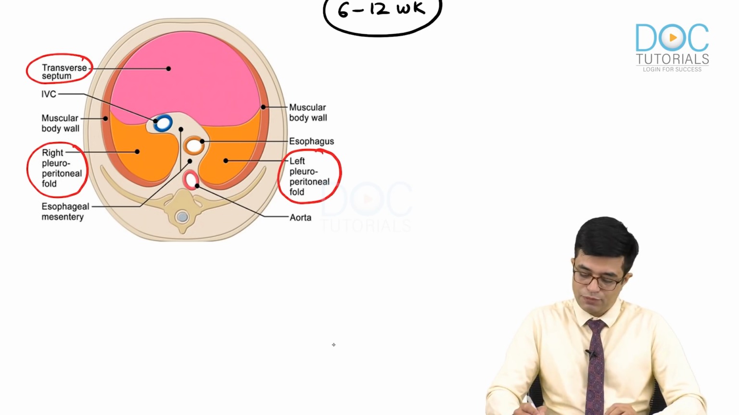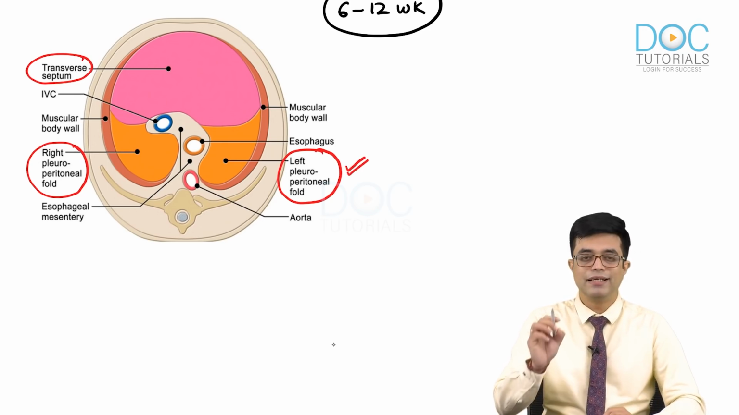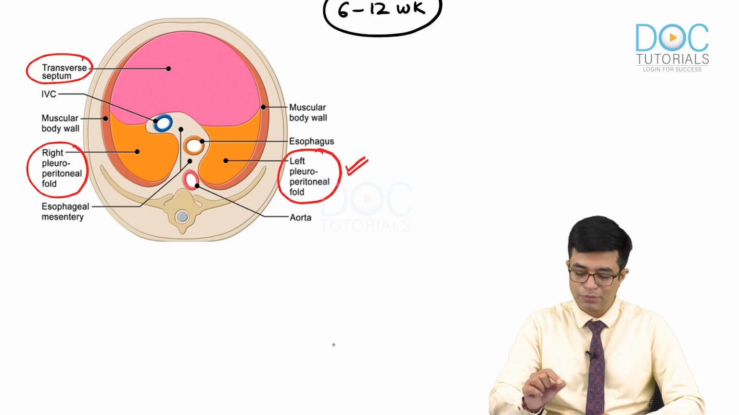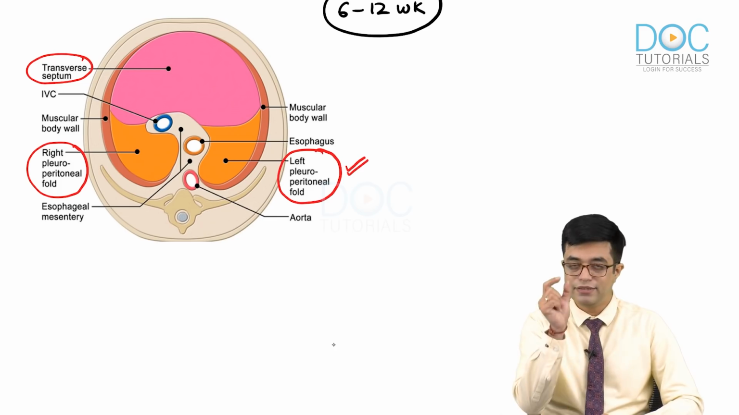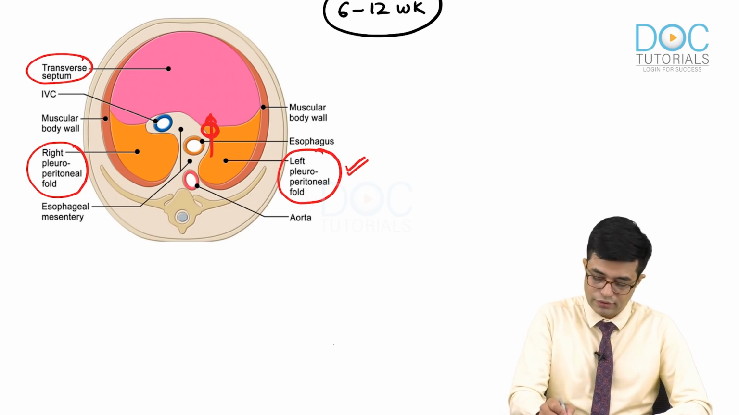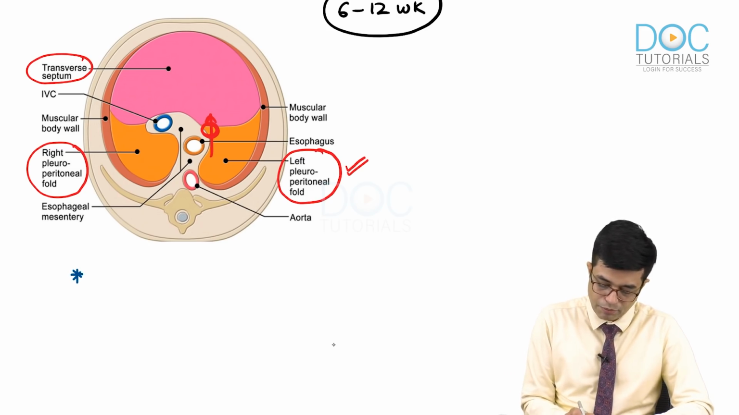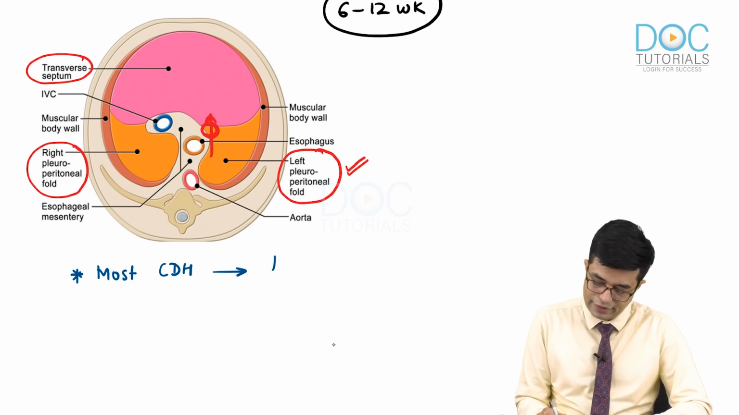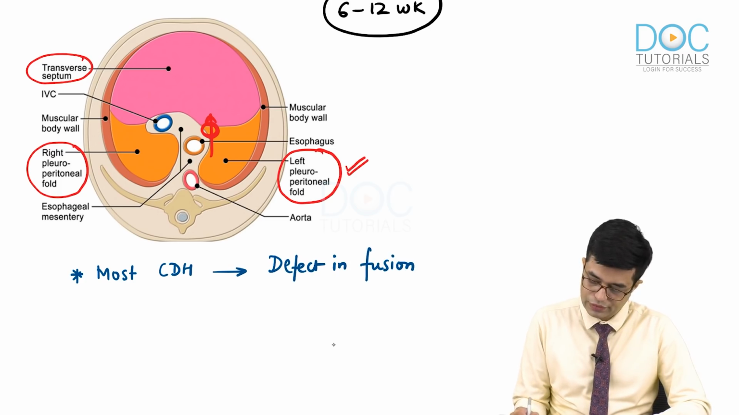It is the left pleuroperitoneal fold which is implicated in the majority of cases of congenital diaphragmatic hernia. When it fails to fuse completely with the septum transversum, there is a gap left on this side through which the herniation can develop. And so the MCQ point arises here. Most of the patients of congenital diaphragmatic hernia have a defect in fusion of a structure called the pleuroperitoneal fold.